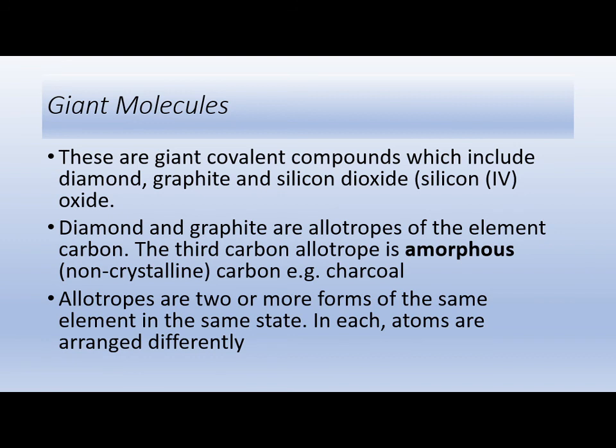Allotropes are two or more forms of the same element in the same state. Therefore, diamond and graphite are both made of carbon atoms, but these carbon atoms are bonded differently. Therefore, they appear differently, but they are both in the same state. They are both solids. In each, atoms are arranged differently.